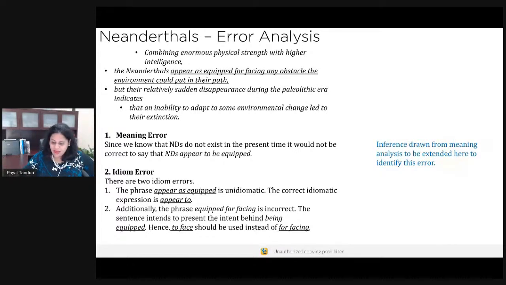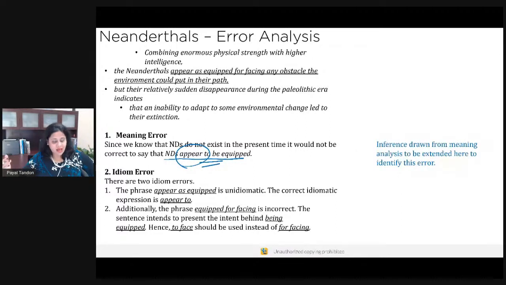Okay, so meaning error, since we know that NDs do not exist in the present time, it would not be correct to say that NDs appear to be equipped. When you say something appears to be something, right? So students today appear to be equipped to handle GMAT questions or difficult GMAT questions. That is giving you a fact about today. These students appear to be equipped today, right? And that is why the sentence is wrong. Why? Because NDs don't exist today. That is why appear to be equipped is the wrong language over here.